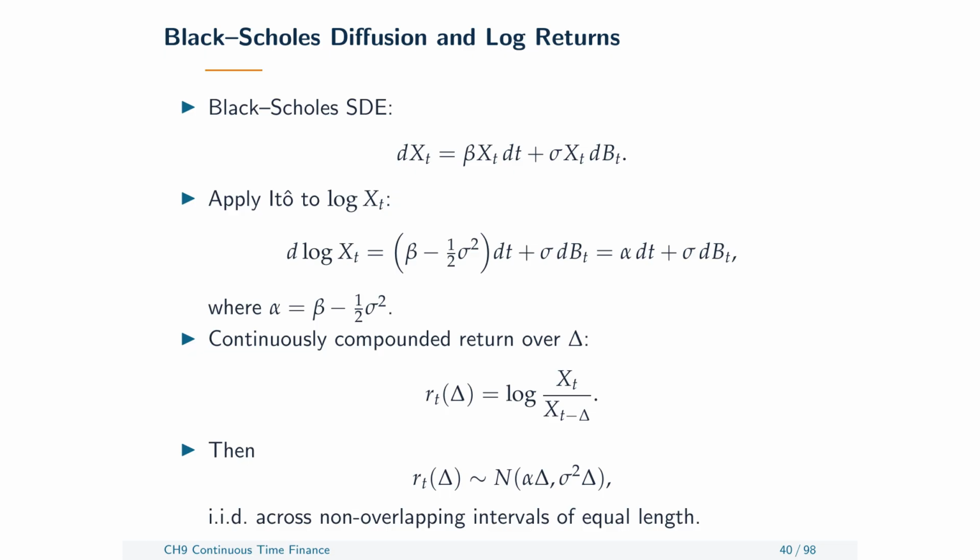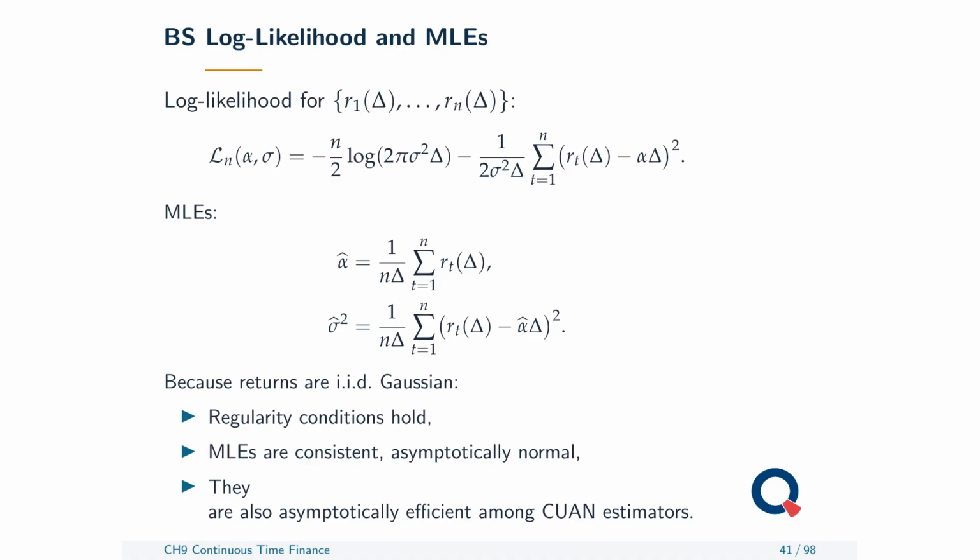The maximum likelihood estimate of alpha is the sample average log return divided by delta. The estimate of sigma squared is the average squared deviation of each log return from alpha hat times delta, divided by delta. This tractability depends on the geometric Brownian assumptions. It should not be carried over unchanged to models with state-dependent volatility, mean reversion, or observation noise.